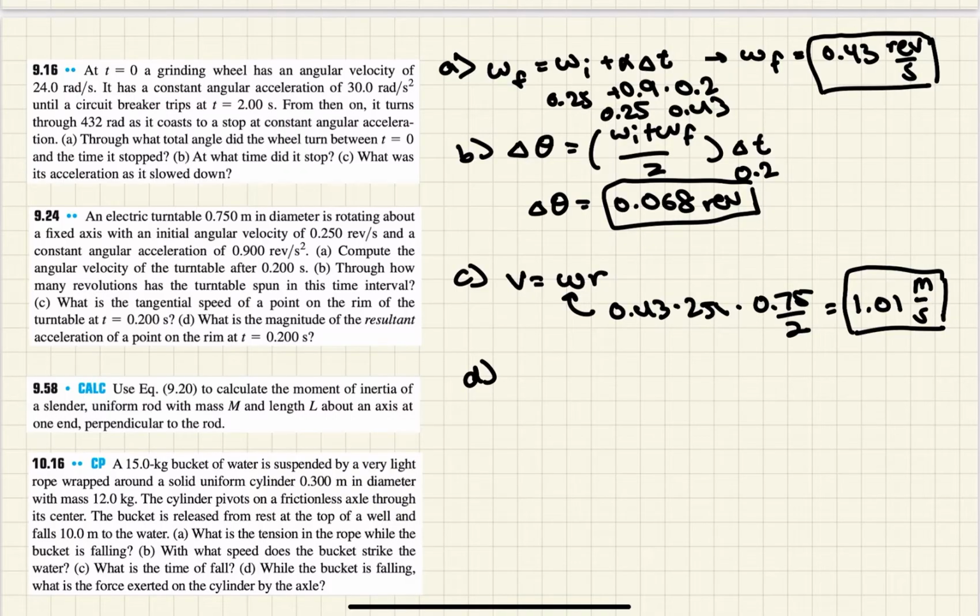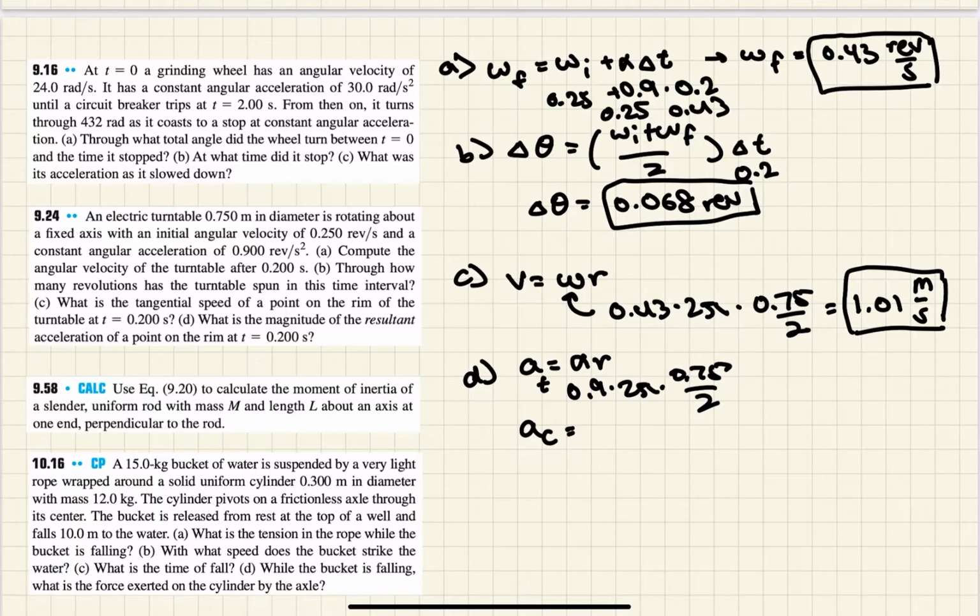All right, and then for part D, what is the magnitude of the resultant acceleration? This time we have to do both centripetal and tangential. Tangential is just going to be alpha times r. We know alpha is, what was it, 0.9. Radius is 0.375, 0.75 over 2. And we have to multiply by 2 pi, because it is currently in revolutions per second squared. We want it in radians per second squared. All right. So that's the tangential one. I'm not calculating them yet, so that we can save calculations and just do it in one go.